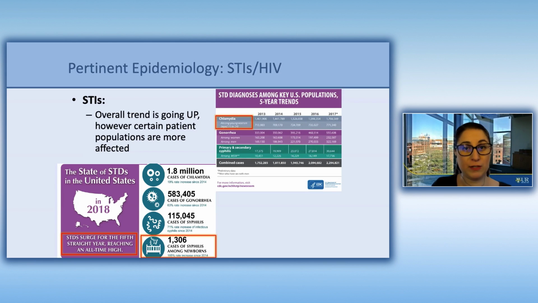So some background information to really have a better understanding of why this is so important. When we look at STIs, the overall trend is going up. However, certain patient populations seem to be more affected. You can see in this top graphic, chlamydia going up, but really is affecting young women in the young adult and adolescent population. As of 2018, it was the fifth straight year of STIs surging. And you can see that's chlamydia, gonorrhea, syphilis, and sadly congenital syphilis as well.